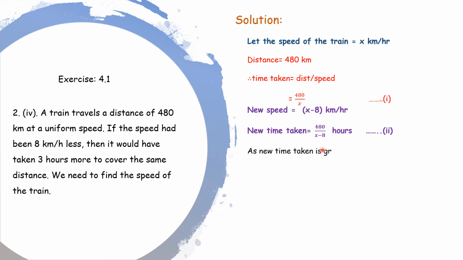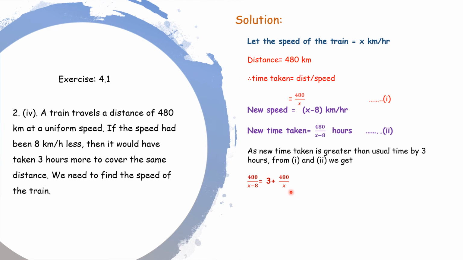The new time taken is 3 hours more than the original time taken. Now can we frame an equation for that? So the new time taken, 480 by x minus 8, is equal to 3 hours more than the original time taken. From the original time taken, you just add 3. So 3 plus 480 by x. So this is the required equation.